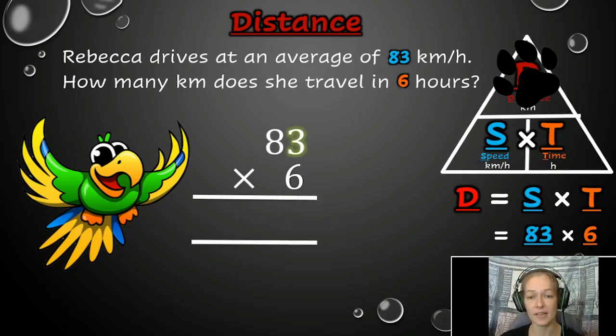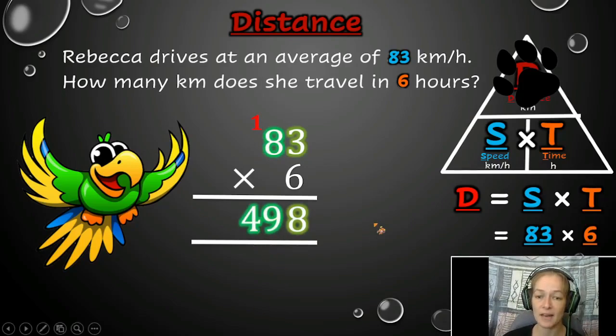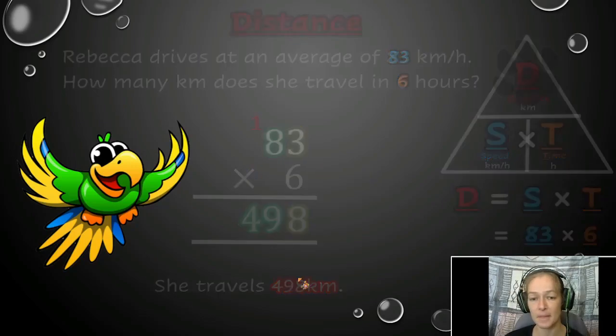You don't need a calculator, you can do it like me. 3 times 6 is 18, carry 1. 8 times 6 is 48, plus 1 is 49. And you'll still get the 498 kilometers that Rebecca travels.